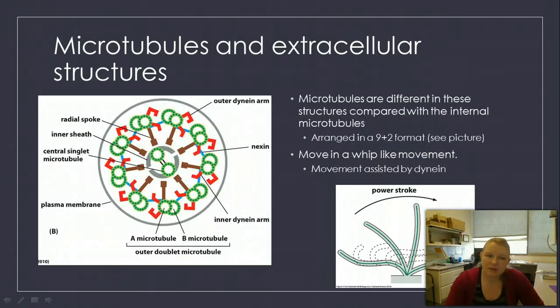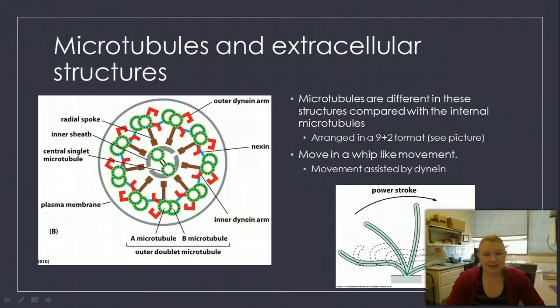Both of their structures are pretty similar too. They have this 9+2 format, and you can see that here, where you have the 9 outer microtubules and the 2 on the inside. And this is a different structure compared with the inner microtubules. So it's really important you understand that these extracellular structures have a different shape.